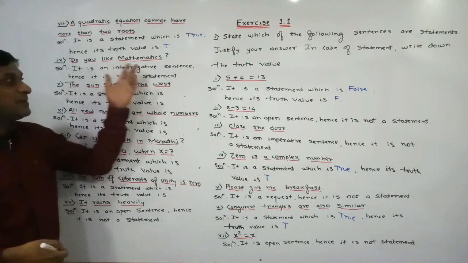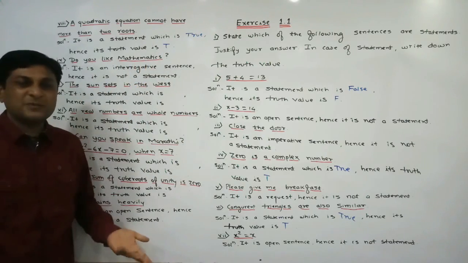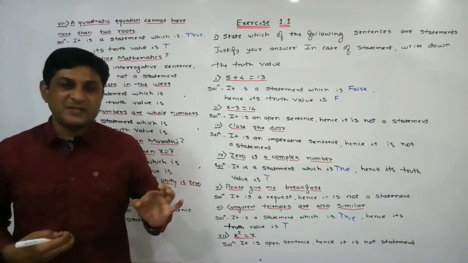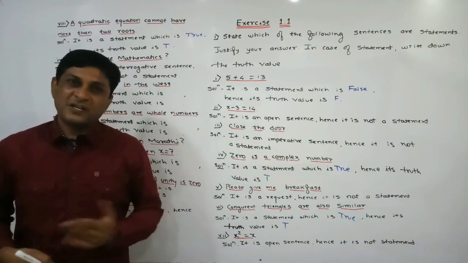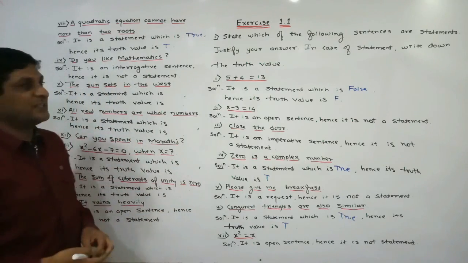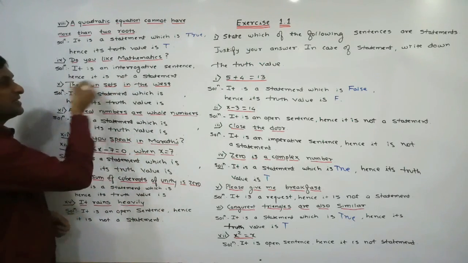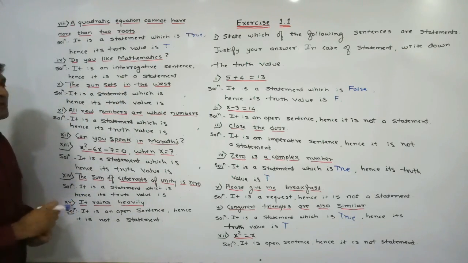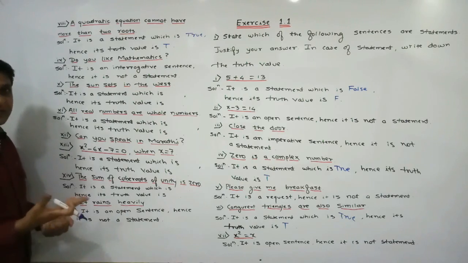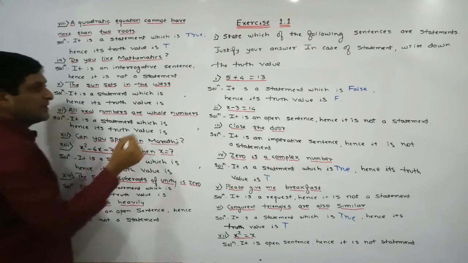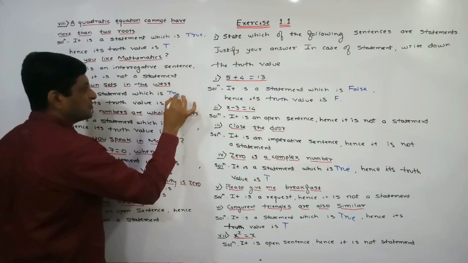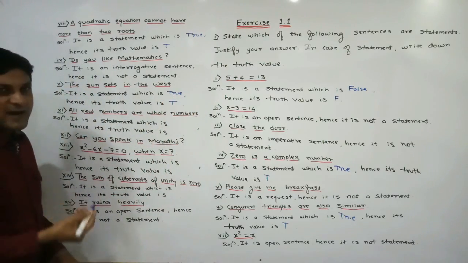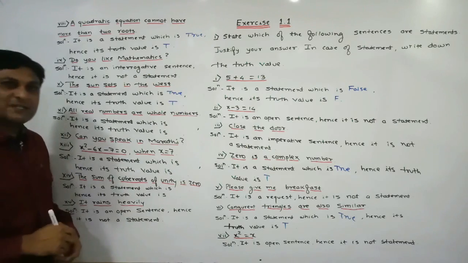Observe the next one. Do you like mathematics? A question mark is there. Question mark means what? An interrogative sentence. Already we have discussed that in the case of an interrogative sentence, we are not able to identify whether it is true or false, so it is not a statement. Now: the sun sets in the east. Already we know that the sun sets in the east is a true statement, so its truth value is T, and since we are able to identify the truth value, it is a statement.